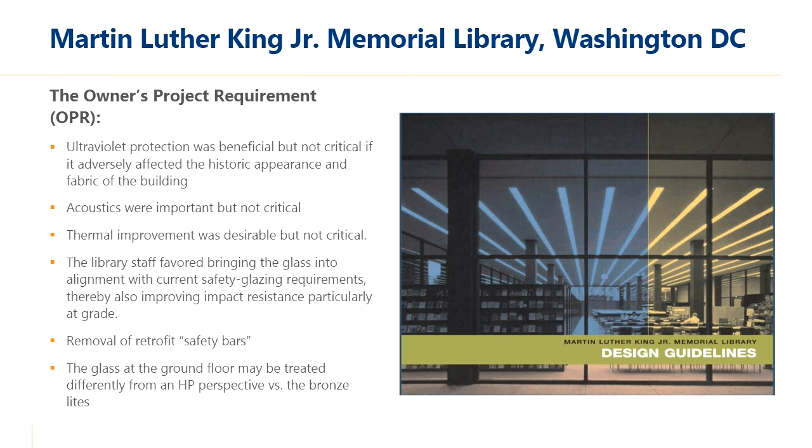They indicated that UV protection, acoustics, and thermal improvement were all deemed desirable, but weren't necessarily critical if it really affected the historic property. The library was in favor of bringing all glass into alignment with current safety glazing requirements, whether they were currently correct or not. This would also improve impact resistance at grade, where most of the vandalism occurred.